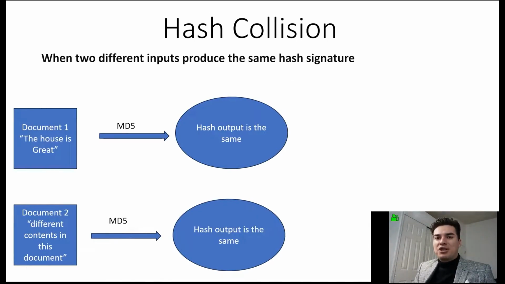So with a hash collision, that's when two different inputs produce the same hash signature. So for example, there's a document 1, and that says the house is great, and you put it through this MD5 algorithm, and you have a certain output. Now with document 2, it has completely different contents, although when you put it through the MD5 algorithm, somehow it has the same exact hash output. That is considered a hash collision.